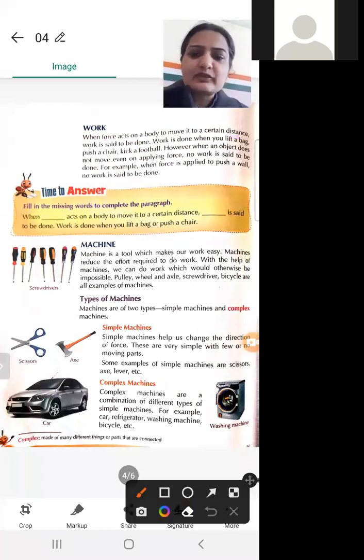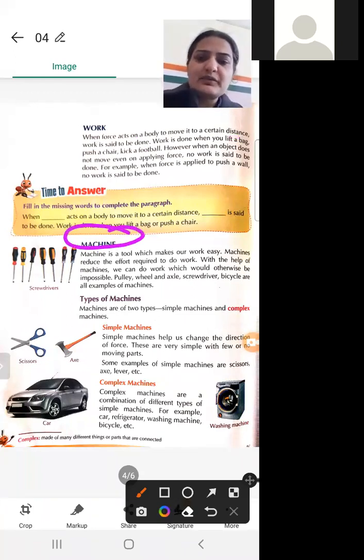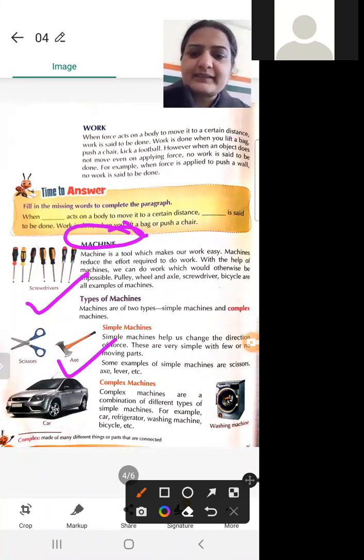Next topic is machine. So what do you mean by machine? It is a tool which makes our work helpful and easier. A tool that makes our work easy is called a machine.